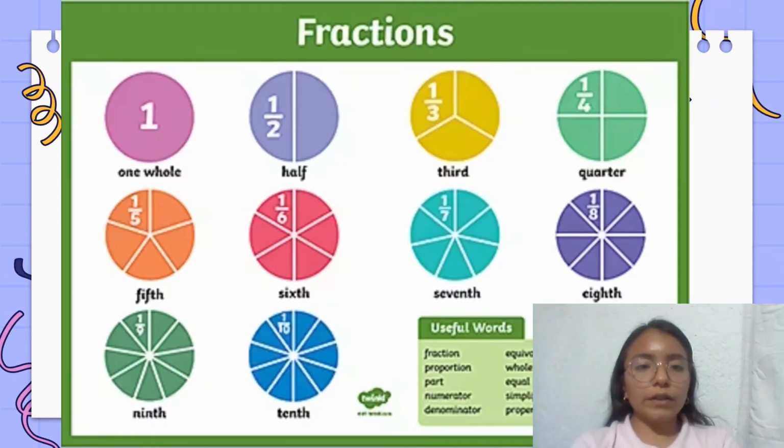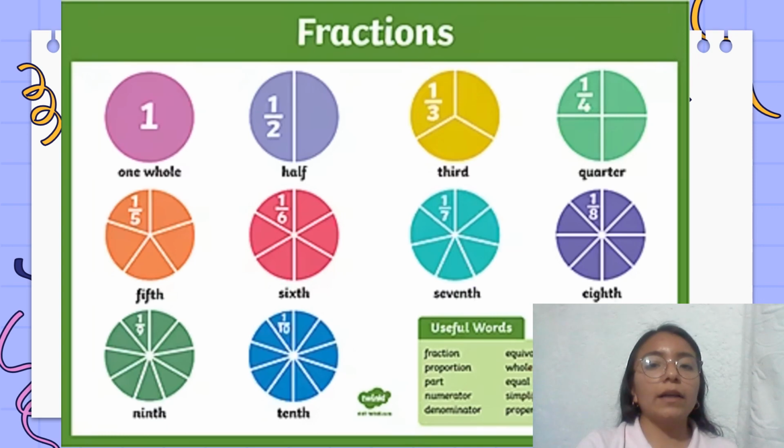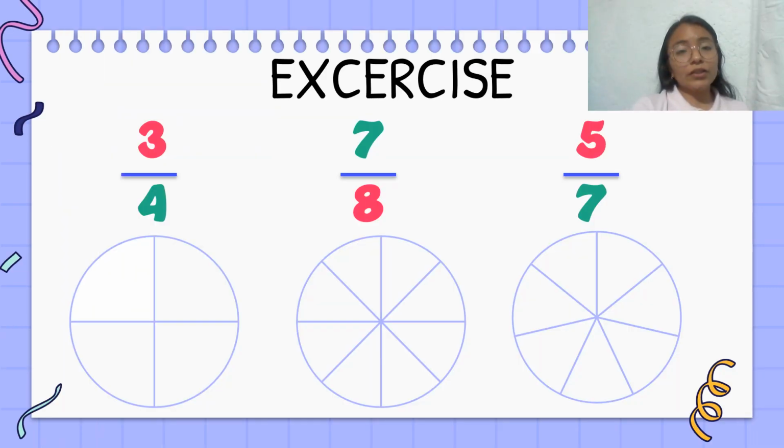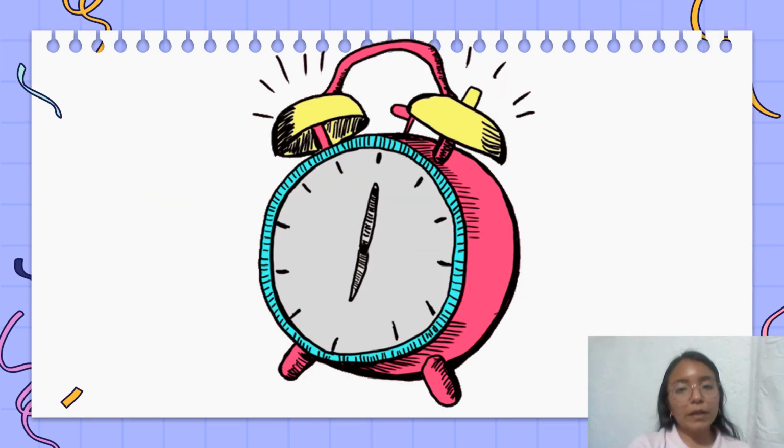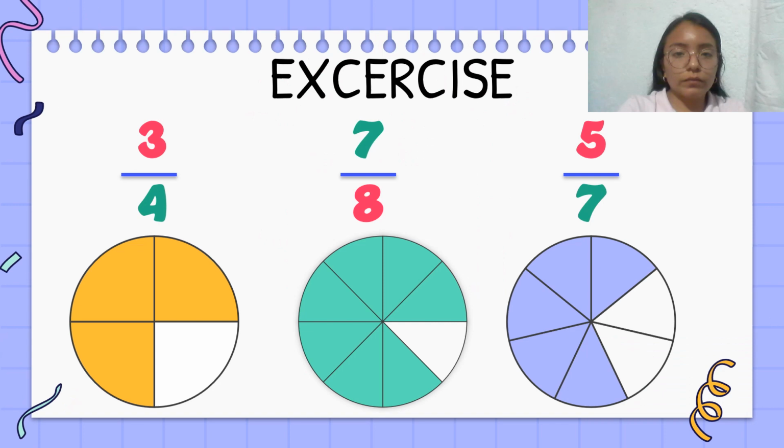Okay, we continue. Here we can see some examples of other fractions. We have a whole, a half, a third, a quarter, a fifth, a sixth, etc. With this, we see that we can express fractions with ordinal numbers. Let's go with some exercises. I'll give you 5 minutes to finish it.